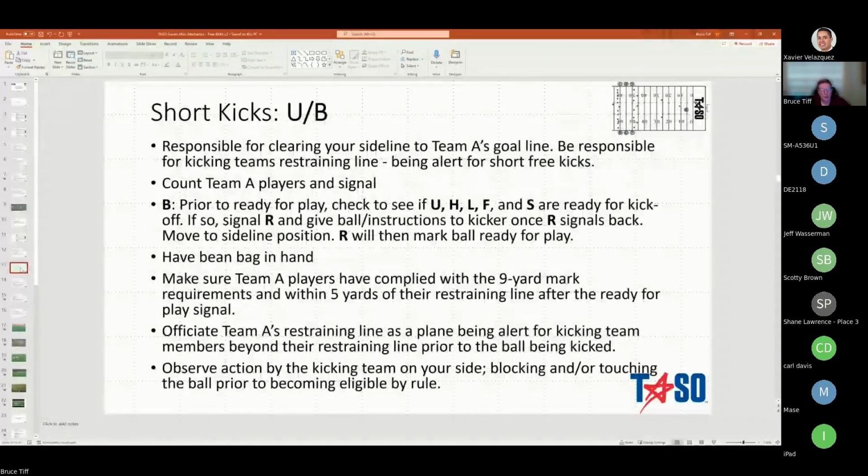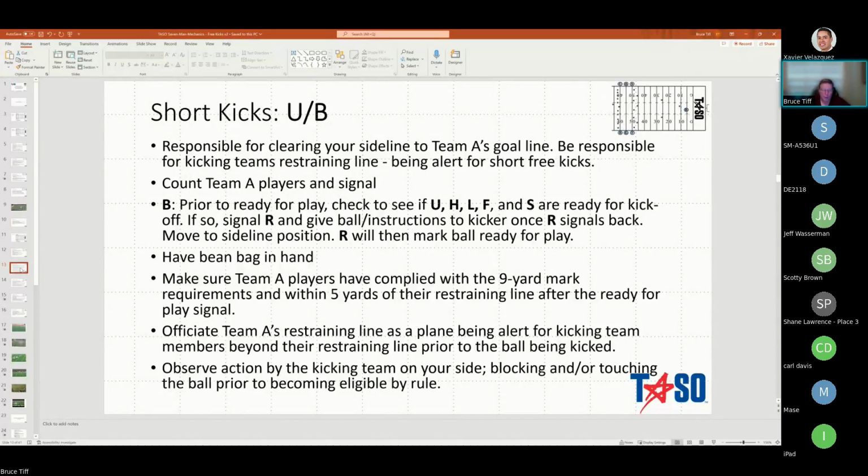So now that's just like we did with the normal free kick mechanic. We're going to talk about position-wise, what does each group of officials do for short kicks. Same as before, you're still going to be the U and the B. You're still going to be responsible for clearing your sideline to Team A's goal line, and you are responsible for the kicking team's restraining line, being alert for short free kicks.